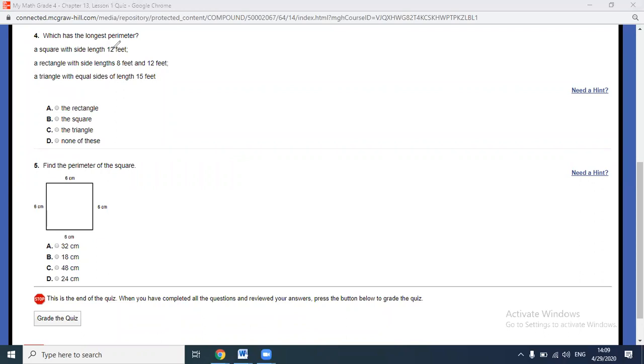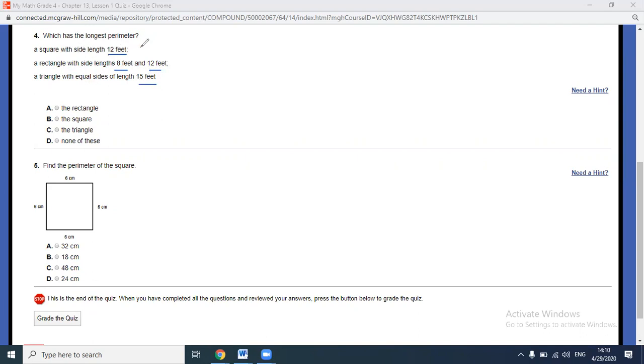Which of these is the longest perimeter? A square with a side length of 12 feet, or a rectangle with side lengths 8 and 12, or a triangle with equal sides of 15 feet. I have to find the perimeter for each one.